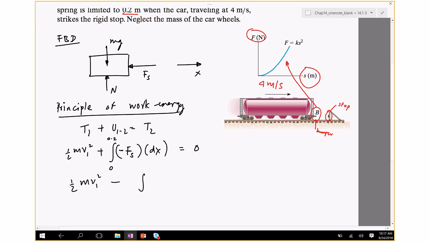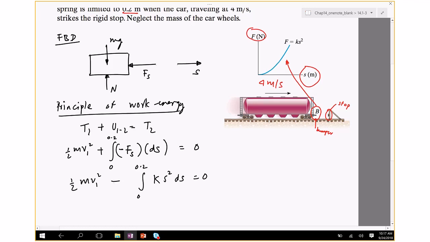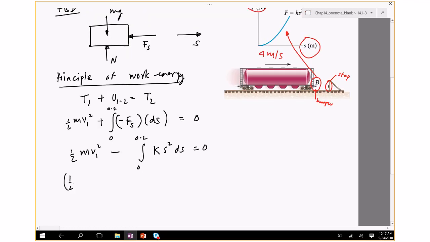Fs is given as ks squared, which is really k. I should maybe write this as x because they chose the displacement to be s and not x. So integral of ks squared ds equals 0, from 0 to 0.2. So half times the mass, which is 5,000, times 4 squared minus ks cubed divided by 3, with 0.2 and 0 for the limits.